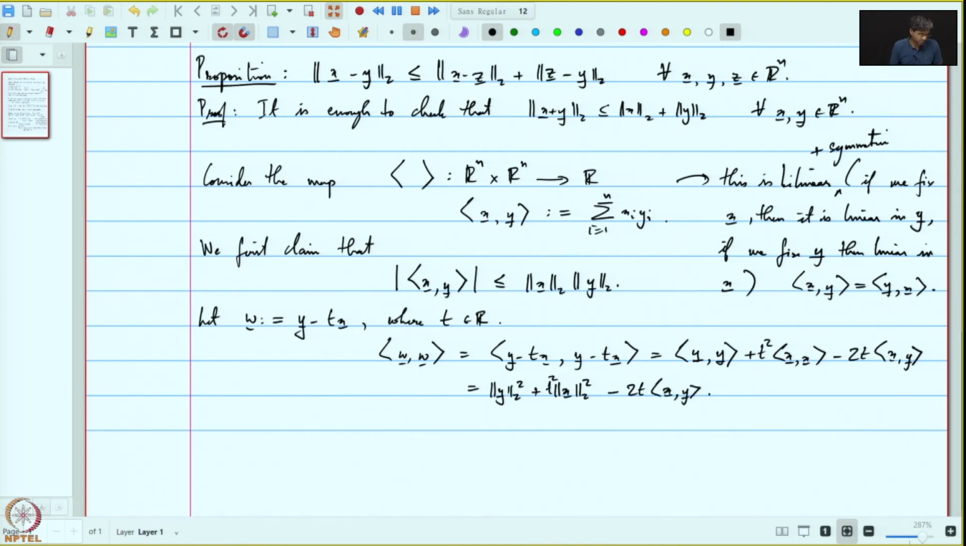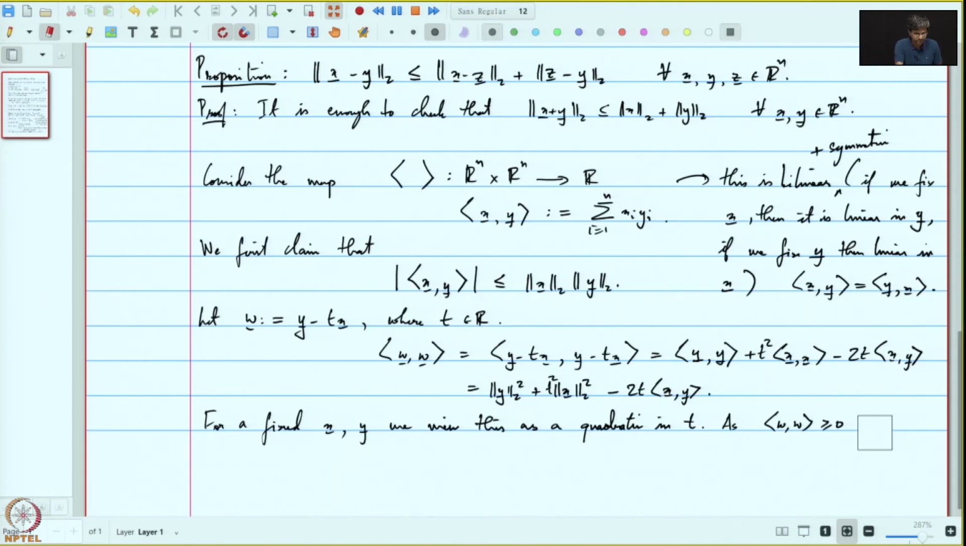For a fixed x and y, we view this as a quadratic in t. It is a degree 2 polynomial in t, and as it only takes values greater than or equal to 0, it follows that the discriminant is less than or equal to 0.